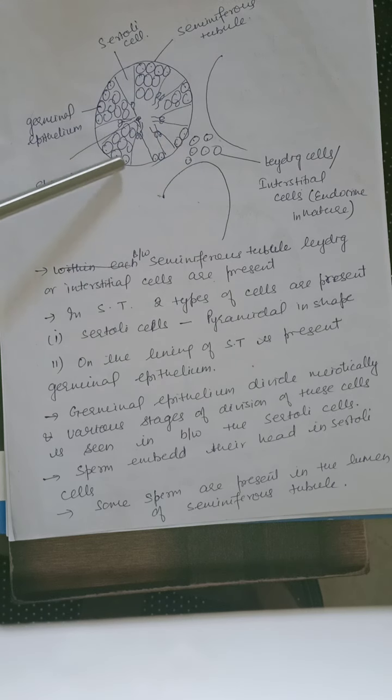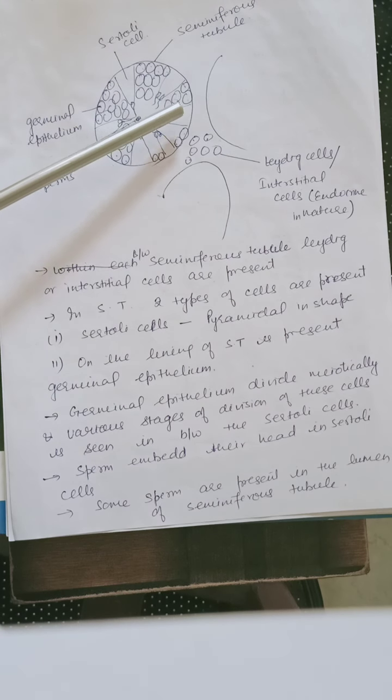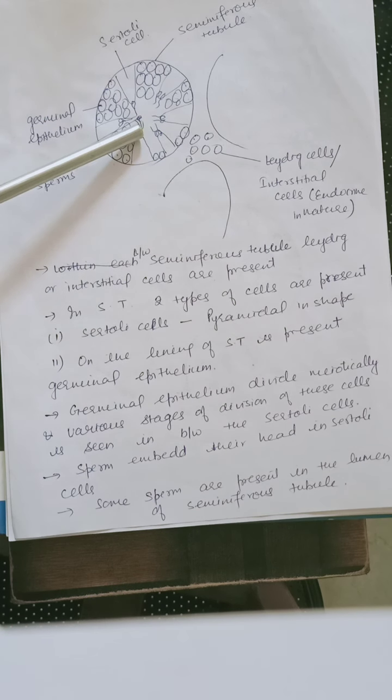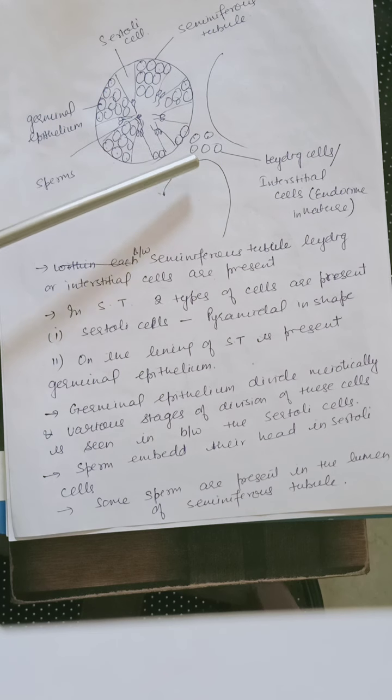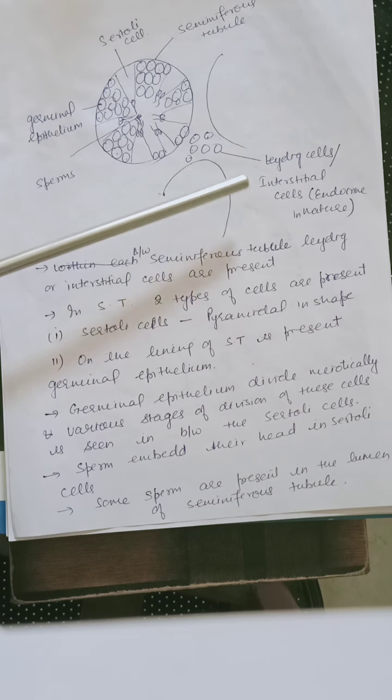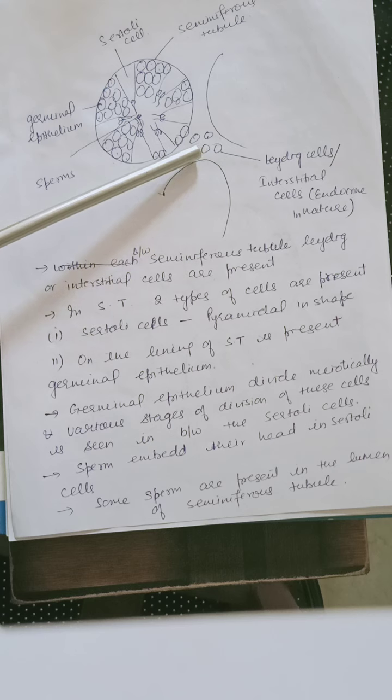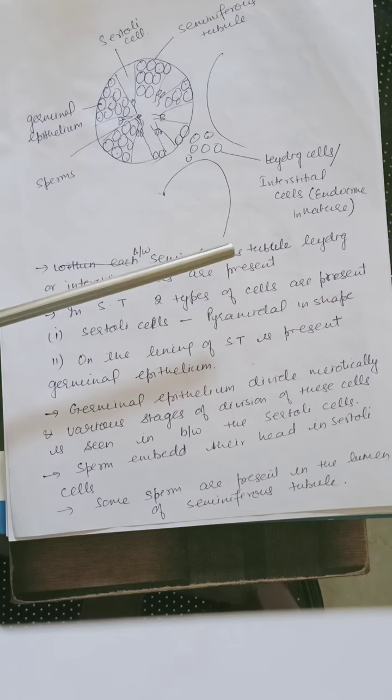So this is the structure of the seminiferous tubule, and in these cells I have shown different stages of sperm development, which we'll discuss later on. Between seminiferous tubules lie Leydig cells or interstitial cells. Leydig cells are endocrine in nature. They secrete hormones.